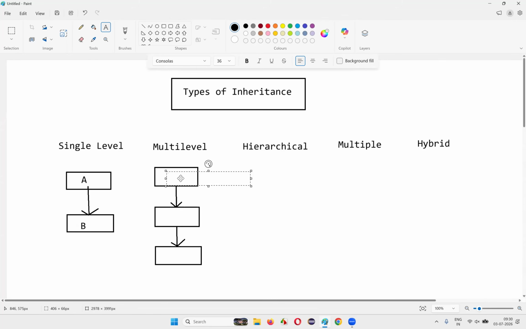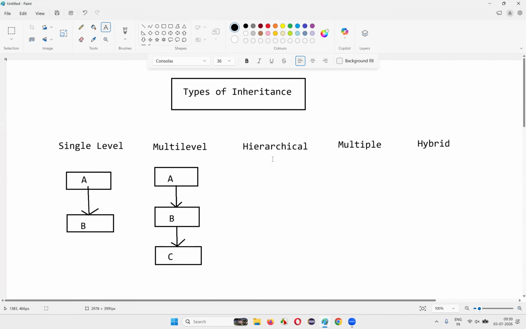Let's say here we have A, B, and C classes. Assume that C is a child class of the parent class B. B is a parent of C, and B is a child of A. A is a parent of B. Like that, guys. So we have multiple levels. That's why it is called multi-level inheritance.